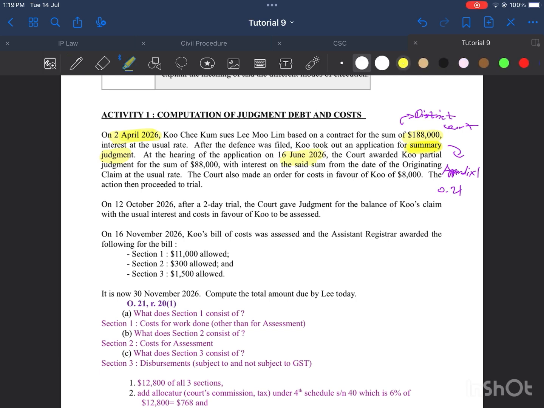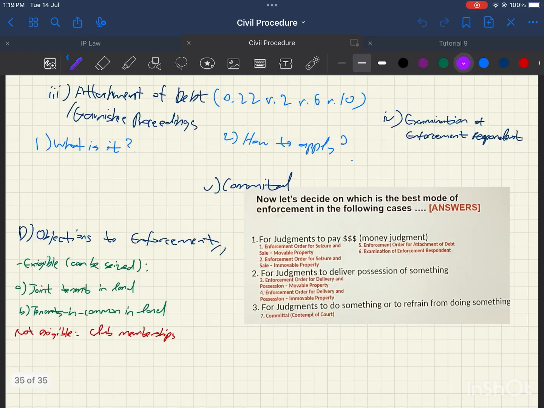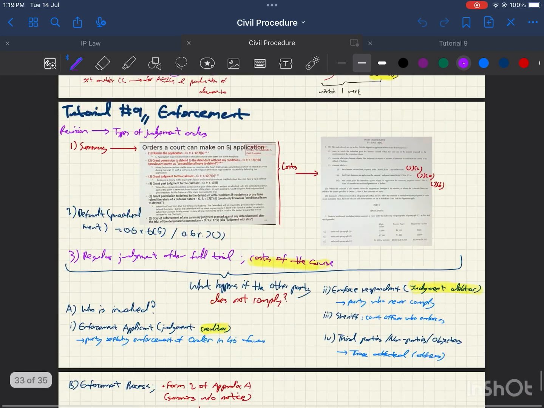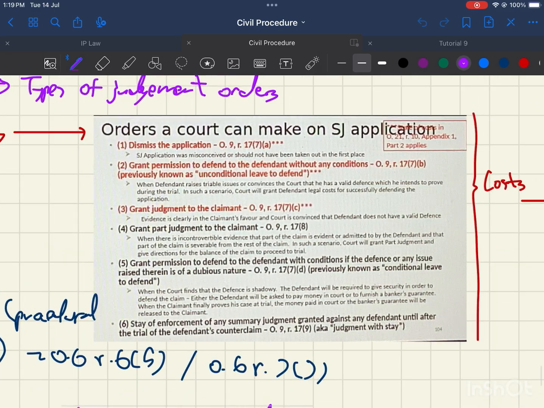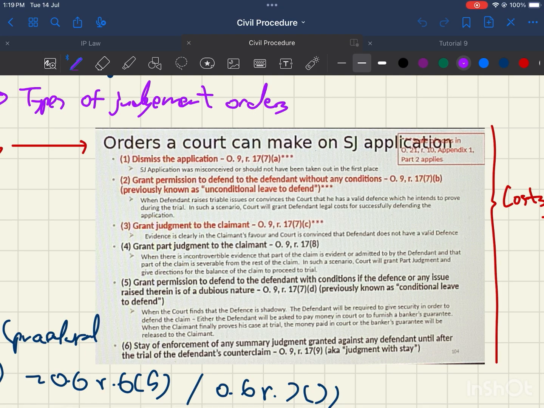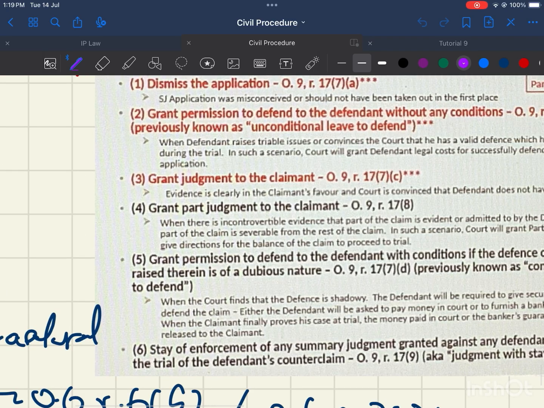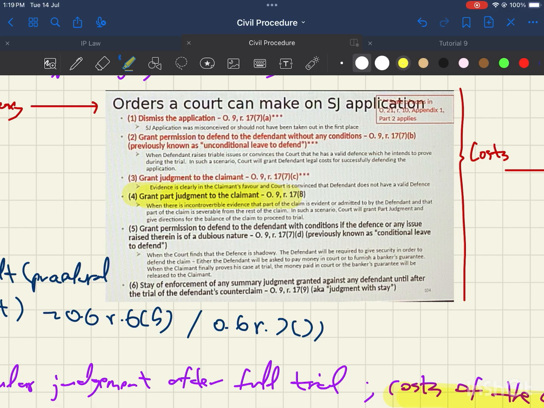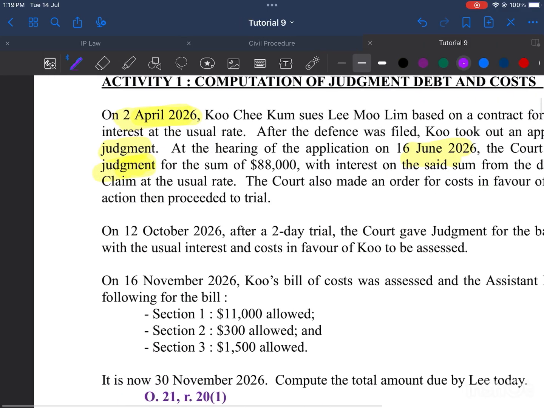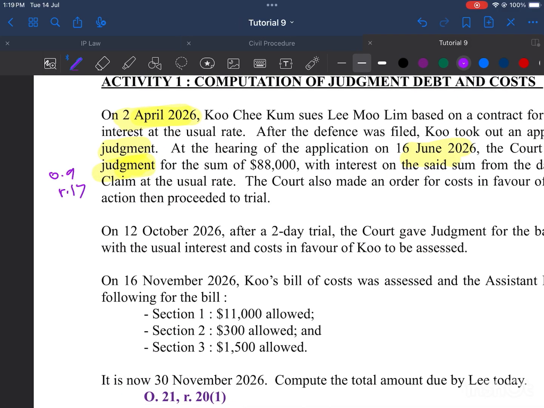However, as you can read, it says that on 16 June, the court awarded a partial judgment. What is partial judgment? All right, if you go to your notes over here, when it comes to summary judgment, there are some types of judgment. Firstly, dismissing the application by the court. Secondly, granting the defendant leave to defend himself under certain conditions. And what was happening here was partial judgment to the claimant, right? Order 9, Rule 17. So we can write here as a footnote.